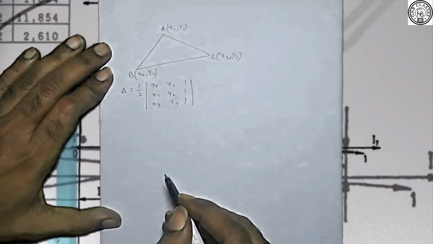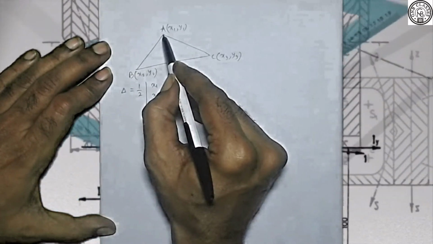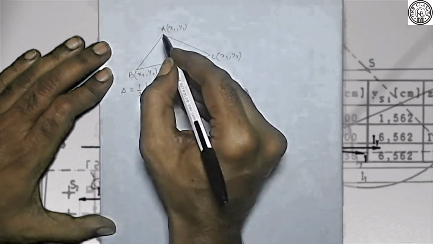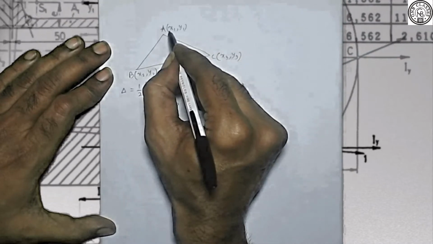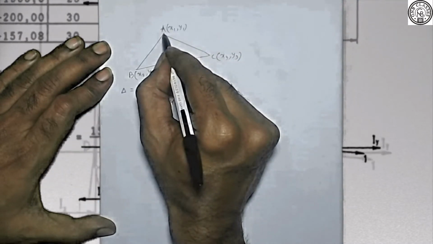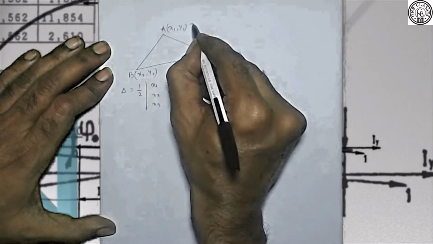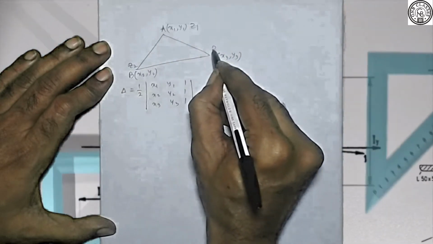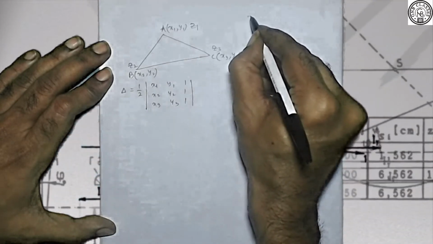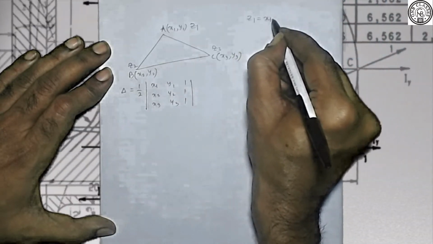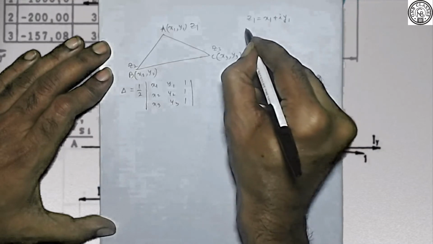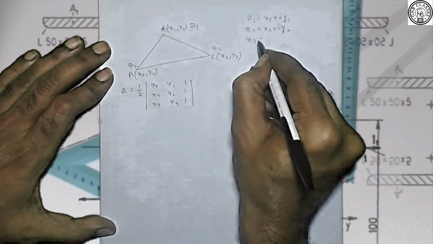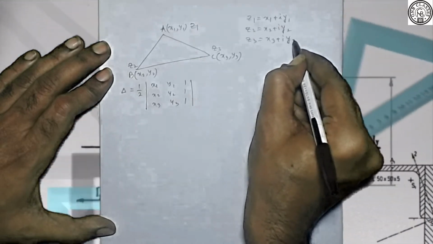Is it clear? Now let us shift these points on a complex plane. On a complex plane, let us say that the complex number associated with A is Z1, with B is Z2, and with C, let us say Z3. So therefore we can say that Z1 is nothing but x1 plus iota y1, Z2 is x2 plus iota y2, and Z3 is x3 plus iota y3. Tell me yes or no.